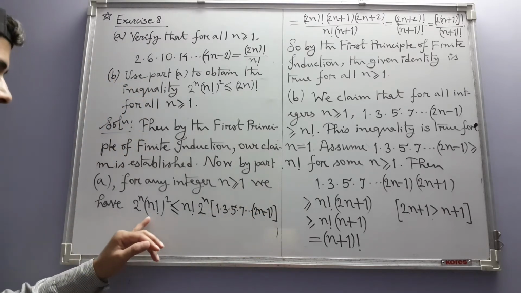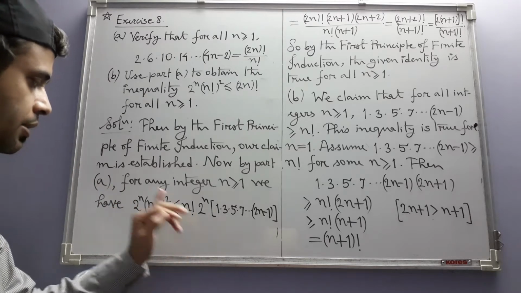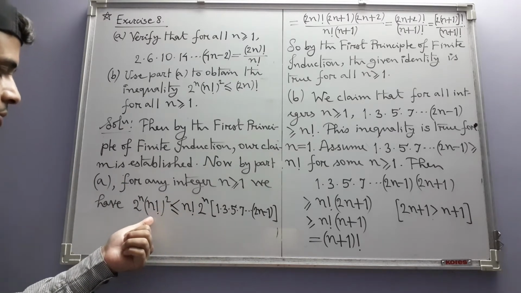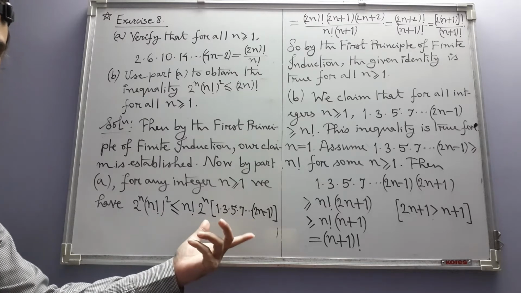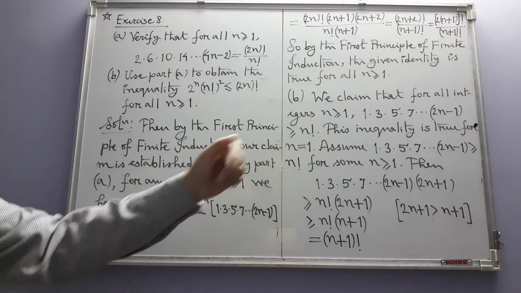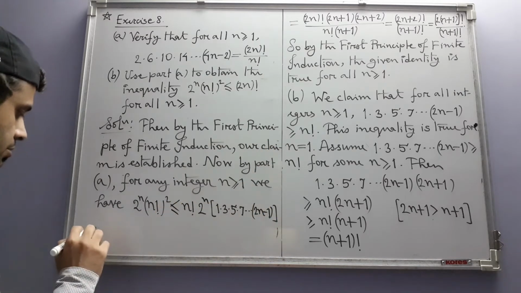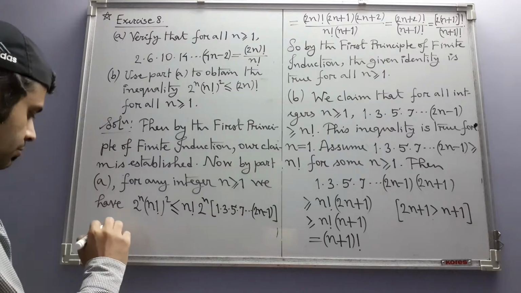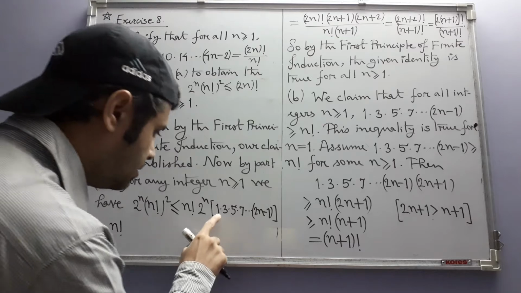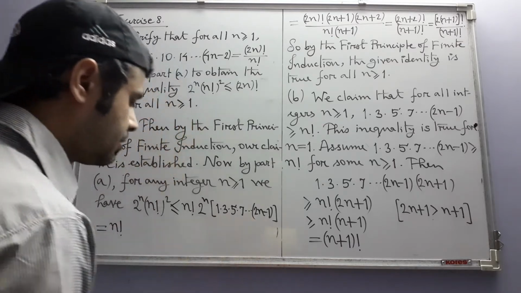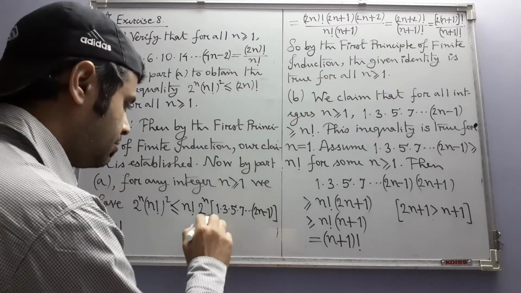So what we have done here, we have kept one n factorial intact, and along with that 2 to the power n. The other n factorial has been replaced by the possibly bigger product, by that inequality which we have already proved. Now this is equal to n factorial. Now you see, in this product there are exactly n terms. How can we say so?